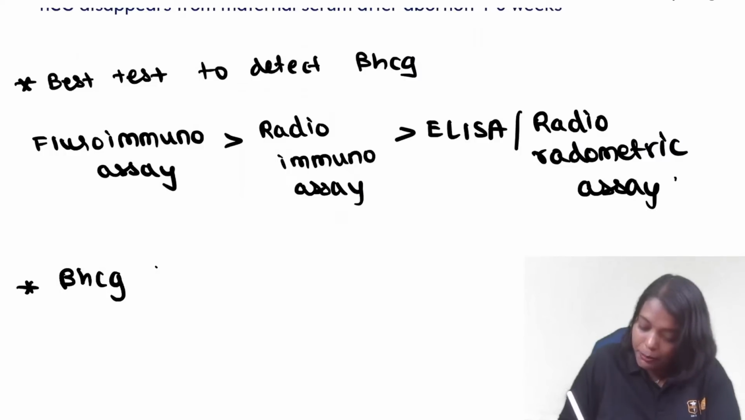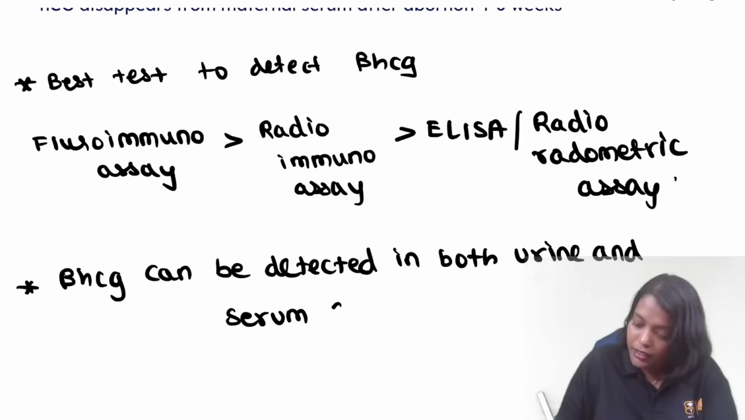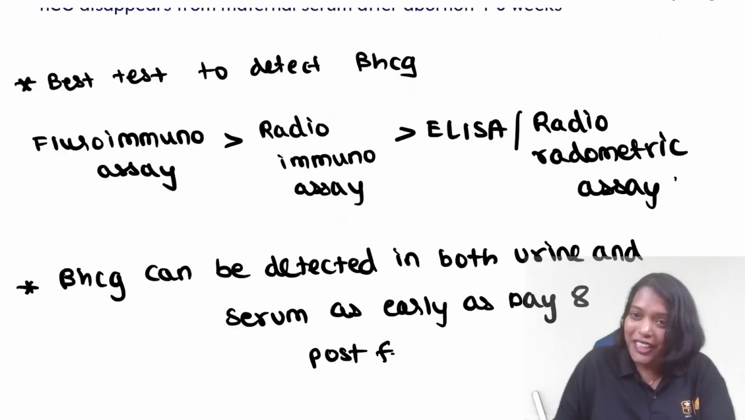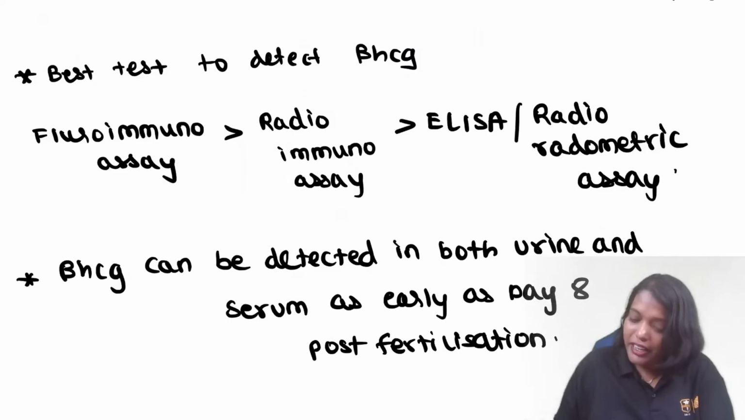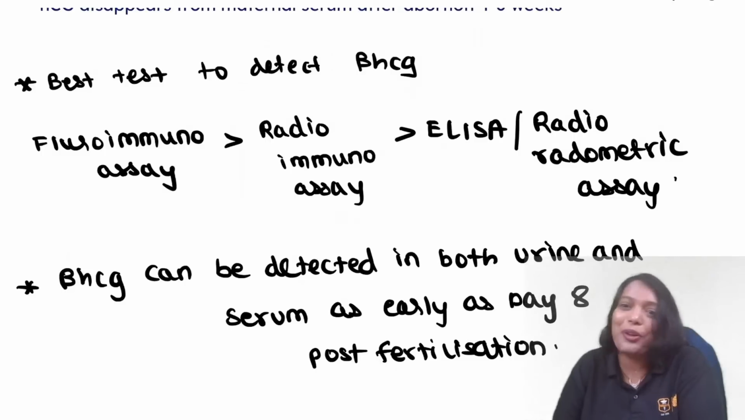Now, beta HCG can be detected in both urine and serum as early as day 8 post fertilization, but not by your UPT test. It is by the fluoroimmunoassay test.